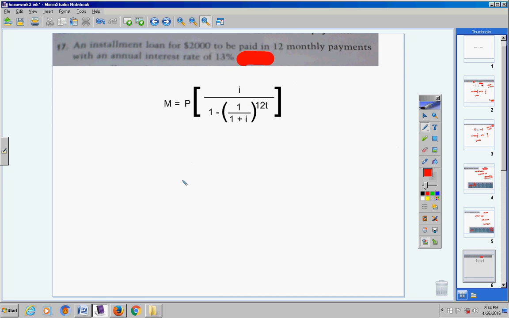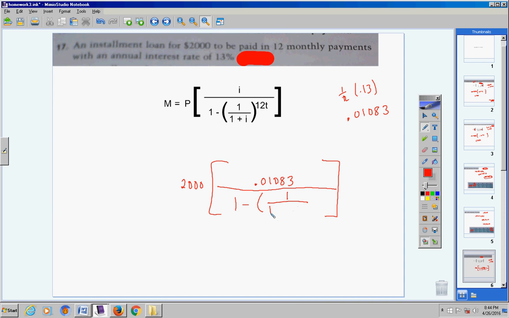I'm going to go pretty fast now. We're borrowing $2,000 for your principal, okay? So your I would be 12 times 0.13. So here we go. 0.010833333 repeating. So I'm going to round it to 5 places. 0.01083. So there's my I. Then down here I have 1 minus 1 over. Now look, it's 1 plus 0.01083. Well, if you take 1 plus a decimal, you're just going to get 1.01083. And the power is 12t.